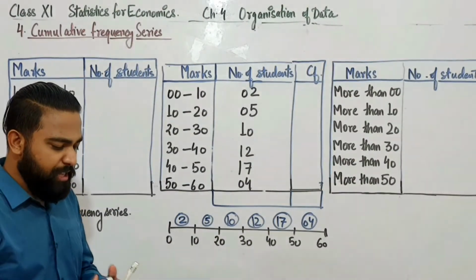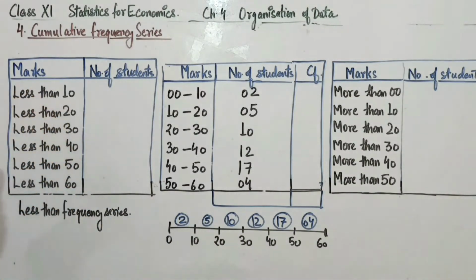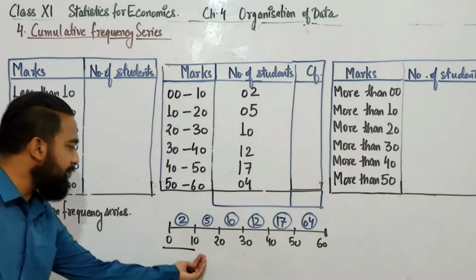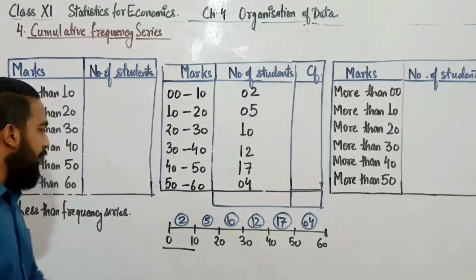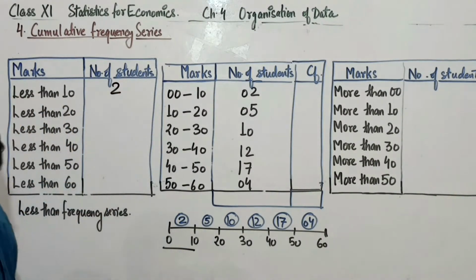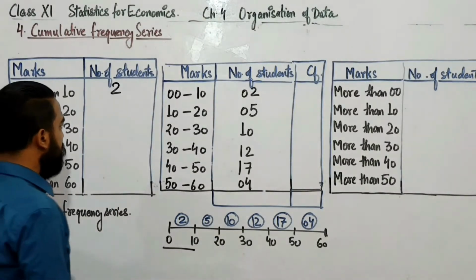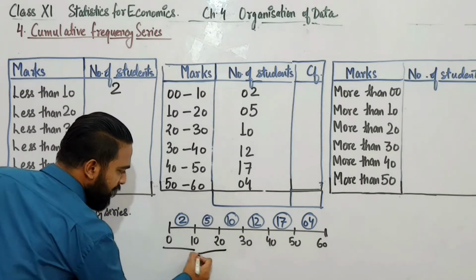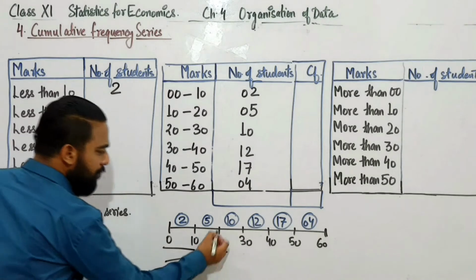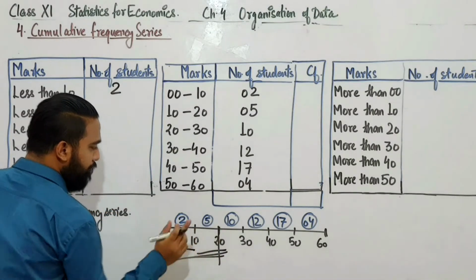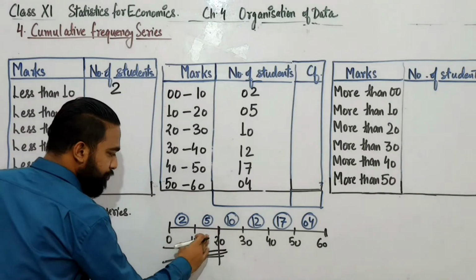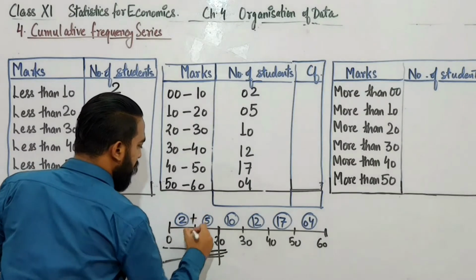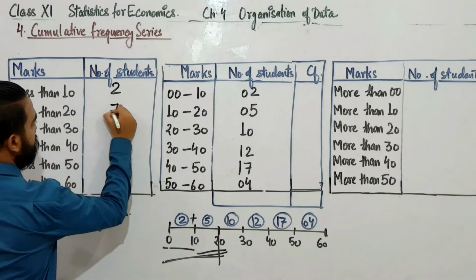Now, if I am saying how many students got less than 10 marks, you will consider these two. Less than 10, below 10. So there are how many students? 2 students. Fine. Now, if I am saying less than 20 marks, under less than 20, we include this one and this one also. So less than 20 means all those students who have got 0 to 10 and 10 to 20. We will include both of them. So we will add them, which is 7.